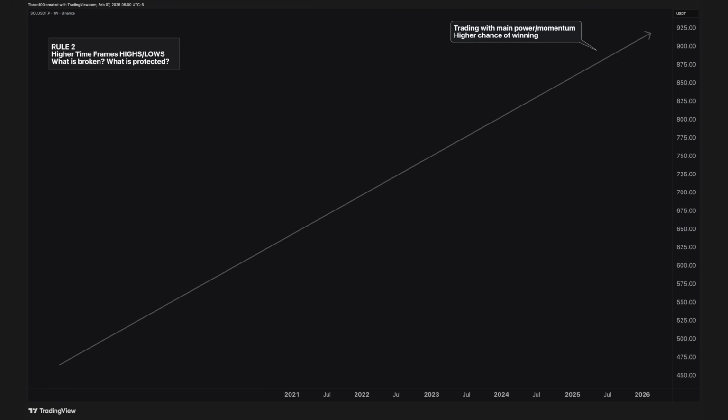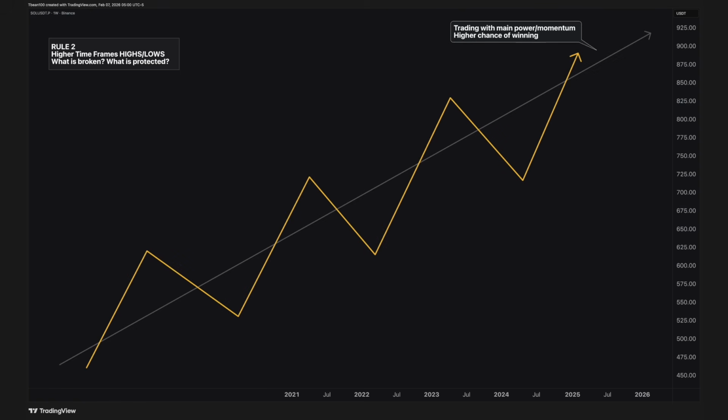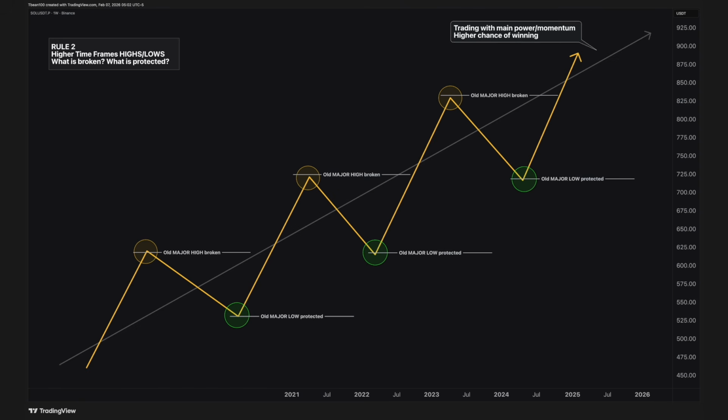Trying to trade against momentum usually makes things much harder than they need to be. And identifying the current momentum is really not that difficult once you know what to look for. One of the biggest things to focus on is the previous higher time frame high points. If those high points keep getting broken, it usually means the price flow is moving upwards. And if these major low points are being protected and not getting taken out, that already tells you a lot. At that point, you are starting to see the full story the market is giving you.